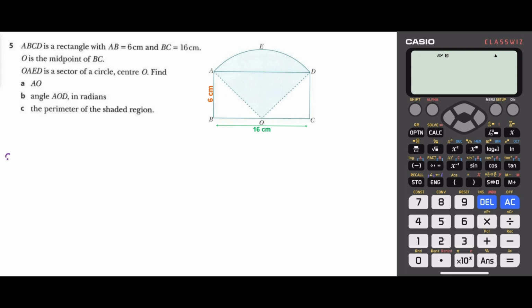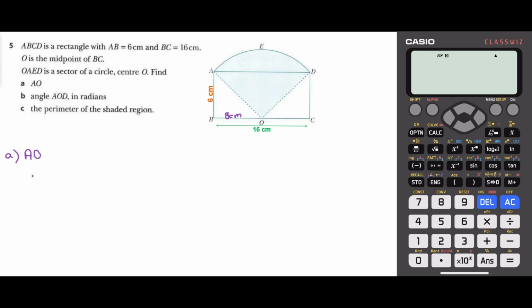Let's start with Part A. Part A requires us to find the length of AO. We can find AO using the lengths already given to us in the question. Since O is the midpoint of BC, we know that BO equals 8 cm.